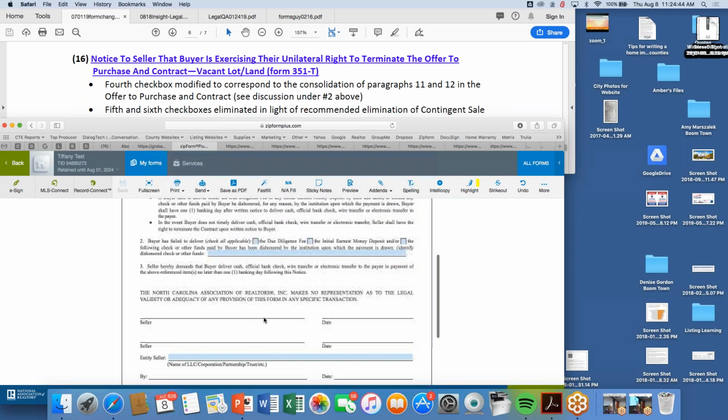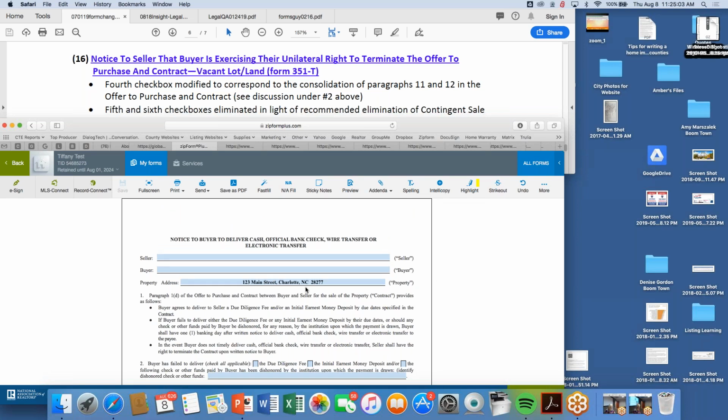And in paragraph 3, it says seller hereby demands that buyer deliver cash, official bank check, wire transfer, or electronic transfer to the payee and payment of the above referenced items no later than 1 banking day following this notice. So you do have to give notice, and this is the form that you utilize to give notice. So if you don't get your money, this is what you use before you can send that unilateral termination.